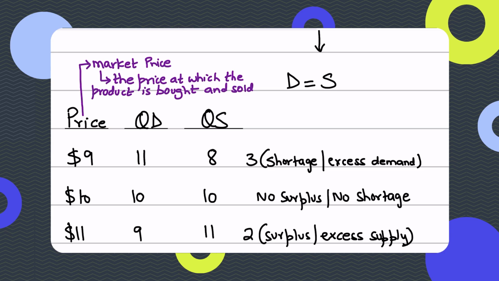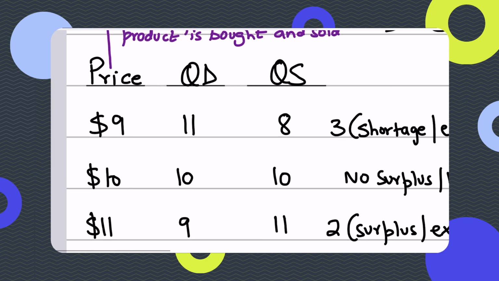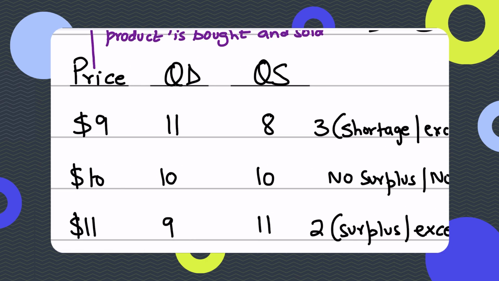So at $9, the quantity demanded is 11 units. If the market price is $9, consumers would be willing and able to buy 11 units, but sellers would only be able to produce and sell 8 units. So if demand is 11 while supply is 8 at a price of $9, then you have a shortage of 3 units, and this is also called excess demand, right? But if the price is, let's say, $10, and as the price is increasing, the quantity demanded will fall.